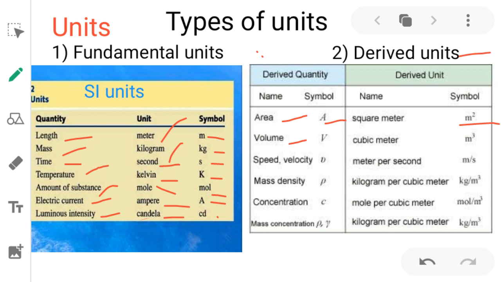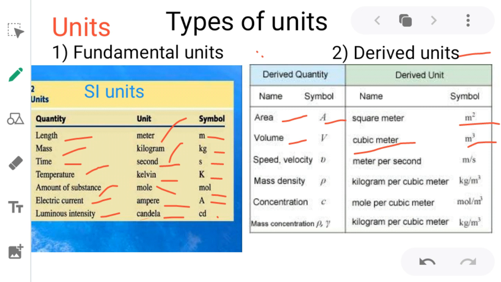Similarly, volume. For volume, we have to multiply meter 3 times, m into m into m. That means the fundamental quantity is multiplied with itself 3 times. Hence, volume becomes a derived unit. We may call it cubic meter.